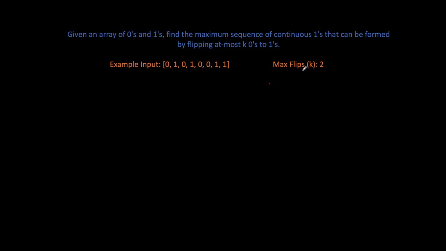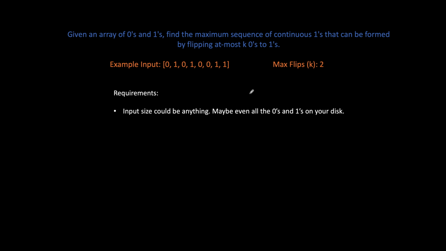We have a bunch of 0s and 1s, and we have a maximum of 2 flips. So we can flip this to 1 and this to 1, and we're going to end up finding the maximum possible 1s that can be formed. But before jumping into coding, we always do requirements analysis.